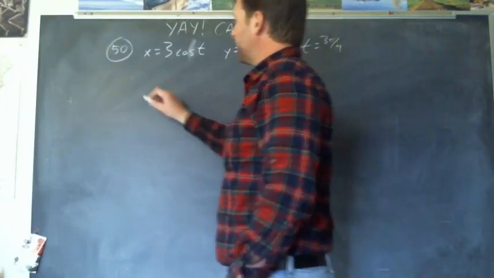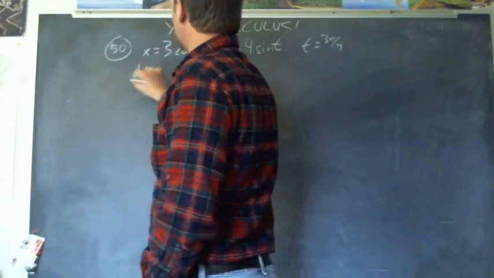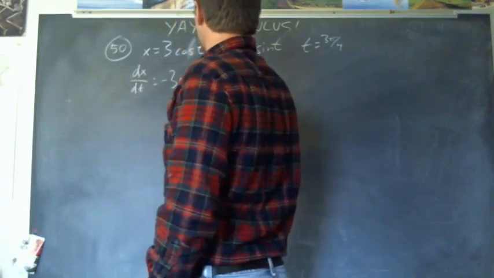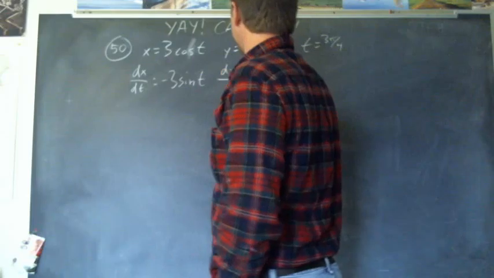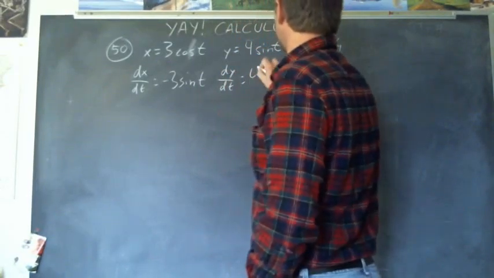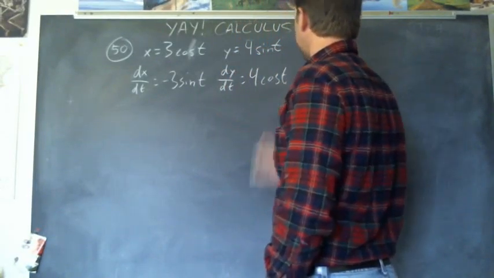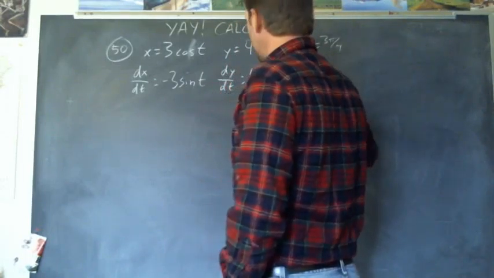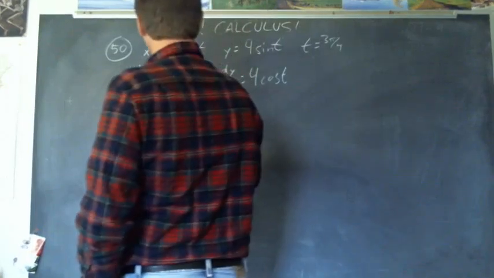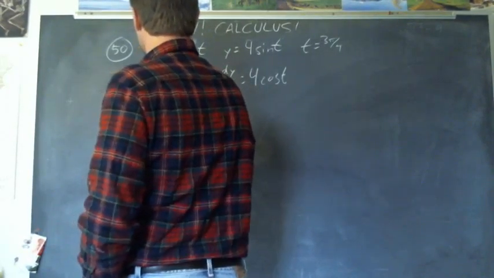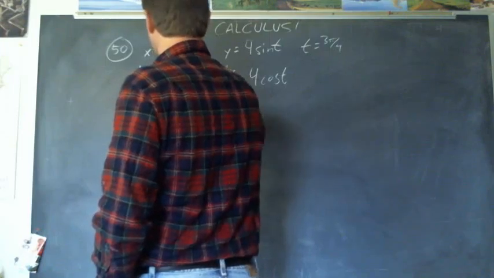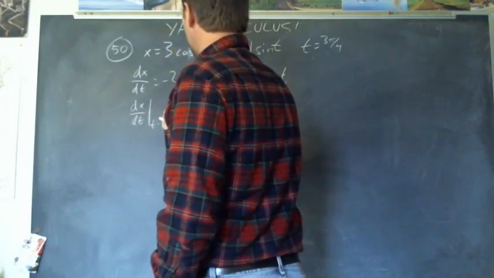Let's go ahead and differentiate with respect to t. dx/dt is equal to negative 3 sine of t, and dy/dt equals 4 cosine of t. We'll go ahead and evaluate this now because we'll need it when we do the y equals mx plus b part. So dx/dt evaluated at t equals 3 pi over 4.